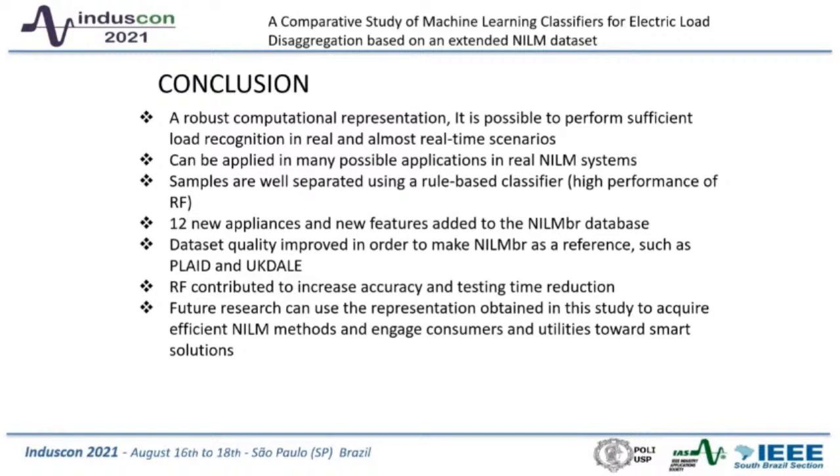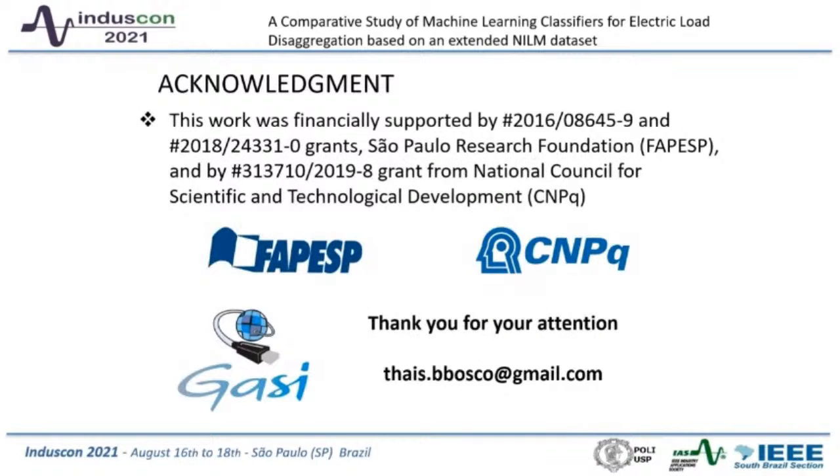The samples could be separated using a rule-based classifier. The new 12 appliances added to the developed dataset contribute to improving the reliability of the Brazilian NILM-BR, to be used as a reference in future studies as PLAID and UKDALE are used nowadays. RF stands out with better performance, higher accuracy and lower processing time. I'm grateful for the FAPESP and CNPq financial support. Thank you.